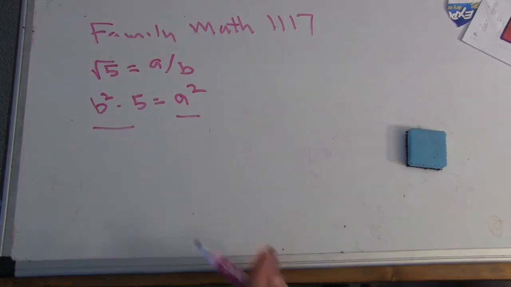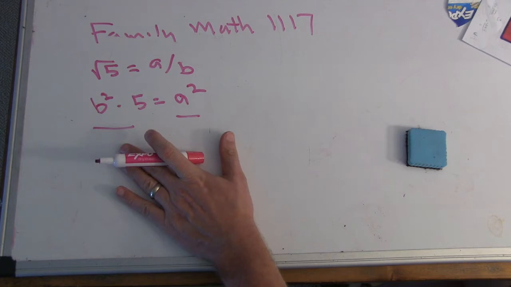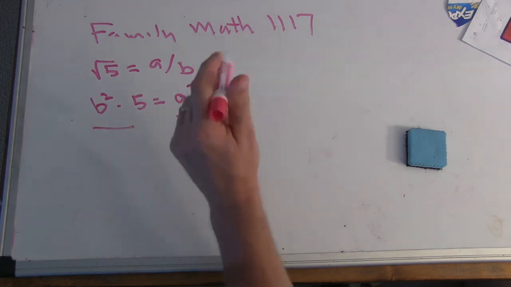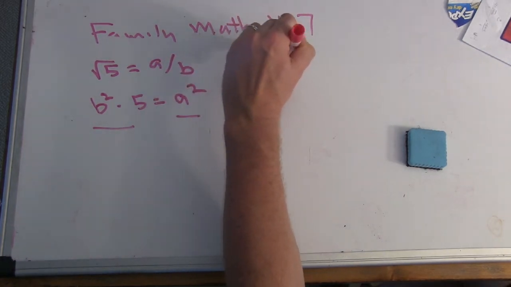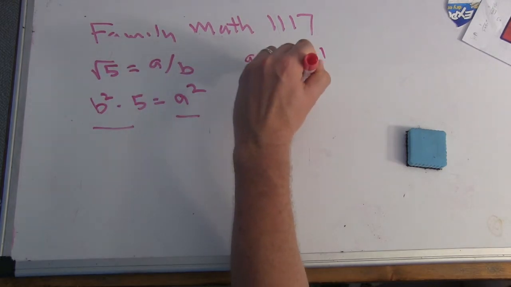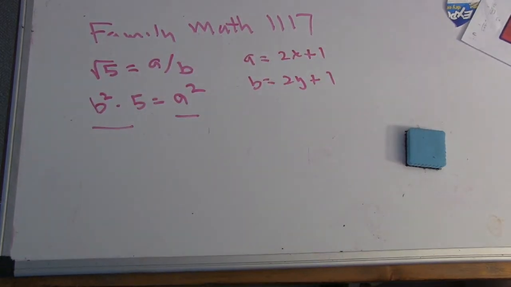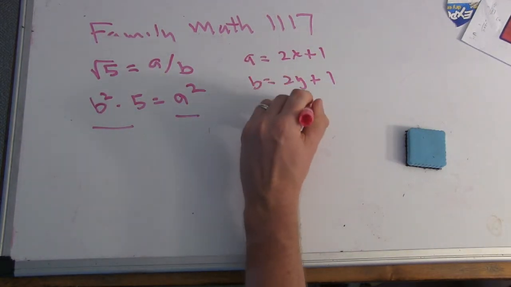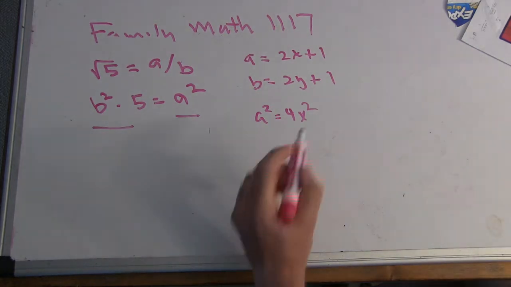Okay, so following the odd and even argument from the square root of 2 proof, we see that actually in this case they're both odd. Okay, so we can write a equals 2x plus 1, and b equals 2y plus 1. Okay, so what is 2x plus 1 squared? 4x squared plus 4x plus 1.